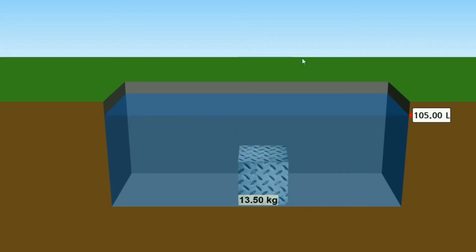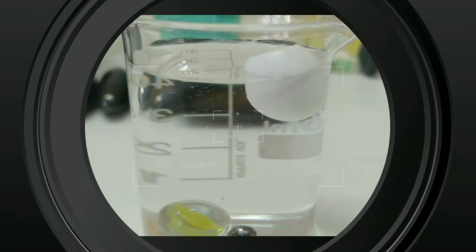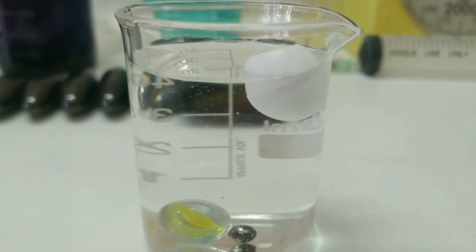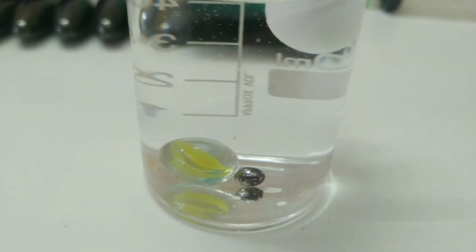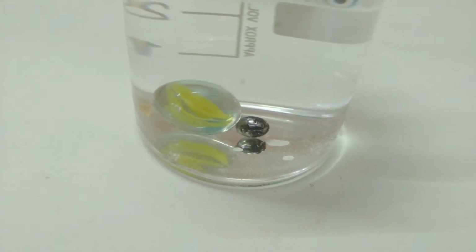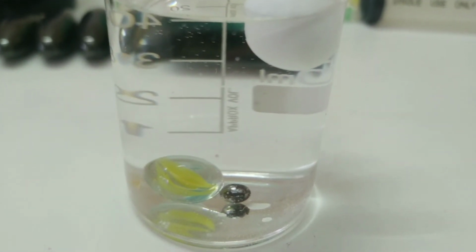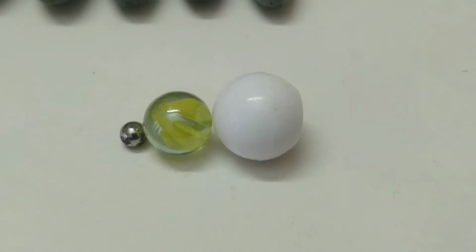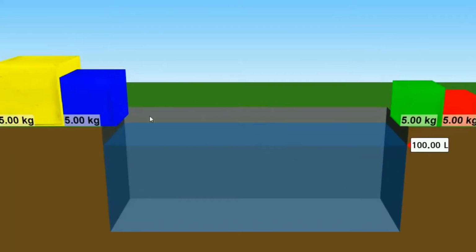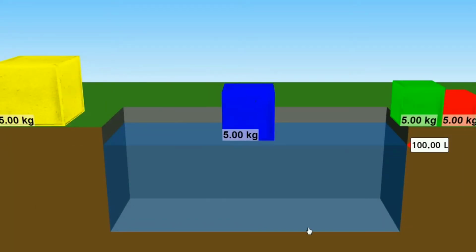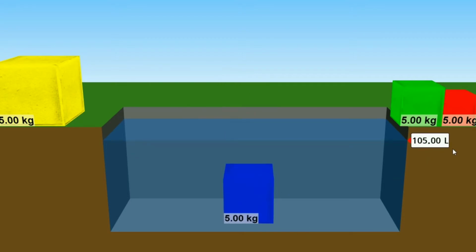Why does one substance sink while another simply floats on the water? What's the reason behind this? The answer is density. The density of a substance is its mass per unit volume. How can density be calculated? Density can be calculated by dividing the mass by its volume.